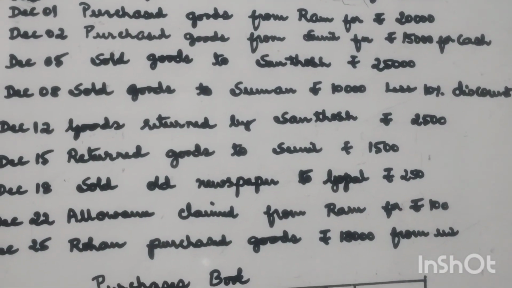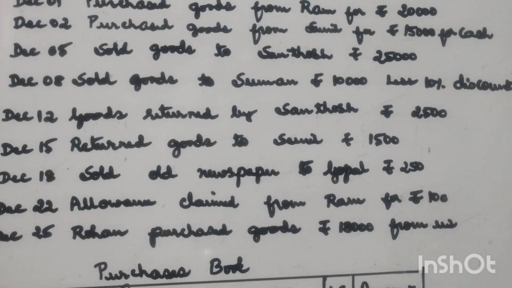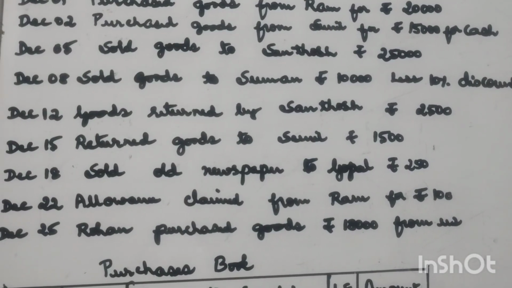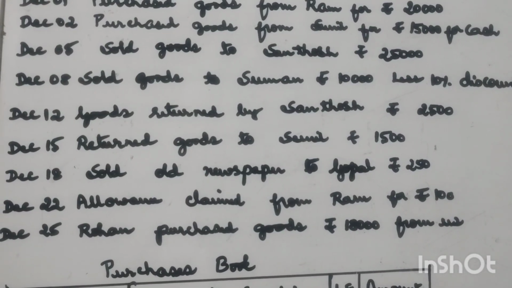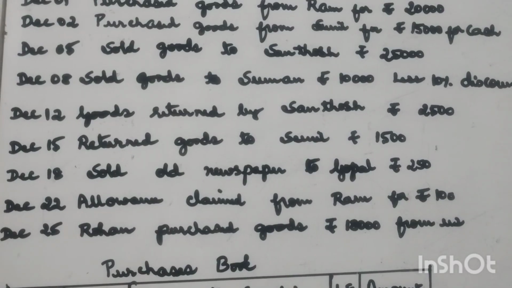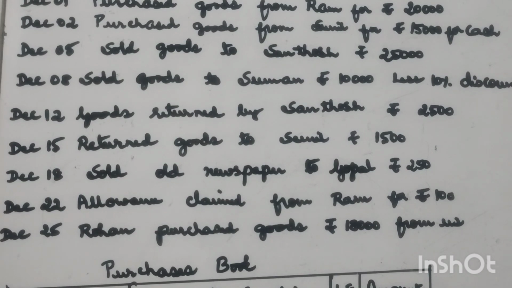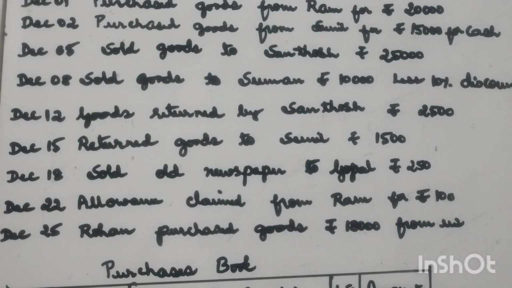Next, December 12th, goods returned by Santosh, worth rupees 2,500. December 15, returned goods to Sunil, rupees 1,500. December 18, sold old newspaper to Gopal, rupees 250. December 22, allowance claimed from Ram for rupees 100. December 25, Rohan purchased goods, rupees 18,000 from us. So these are the transactions. These transactions have to be recorded in subsidiary books.